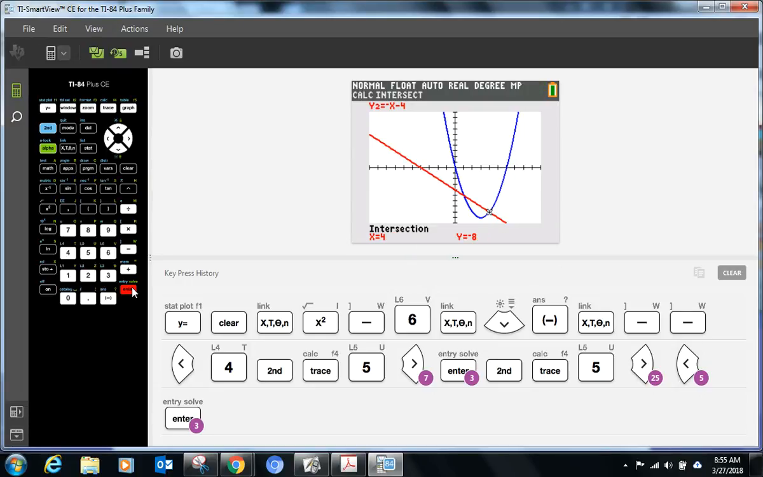Which is what we got. Quick check. Okay, quick check. Everyone all right there? Not bad. So again, second trace, intersect.